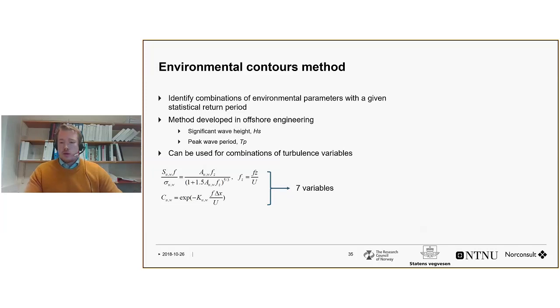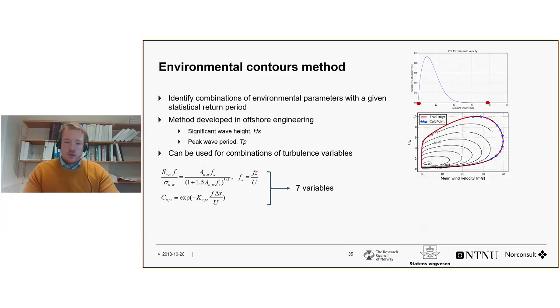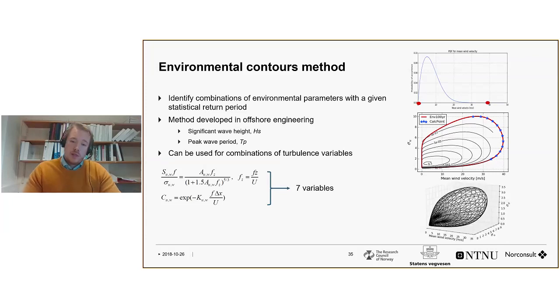So if we look at only one variable, say the mean wind velocity, as we often do today, the environmental contours method would give us 2 points, one extremely high wind speed and one extremely low wind speed. So of course we are only interested in the high one. But given two variables, we get a line. And given three variables, we get a surface of combinations of variables with the same statistical return period.